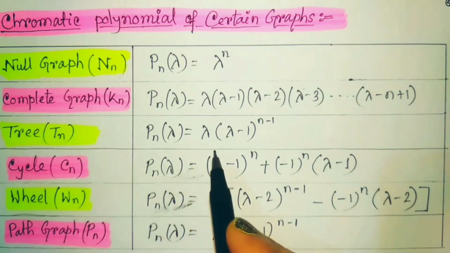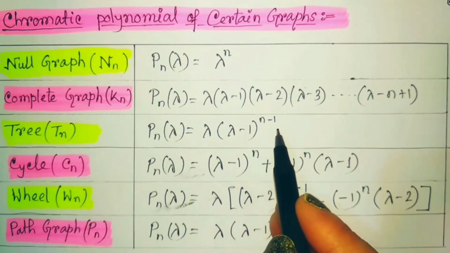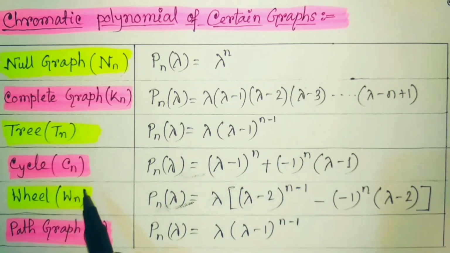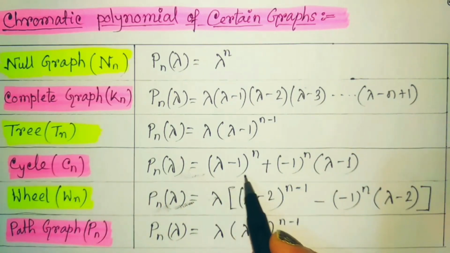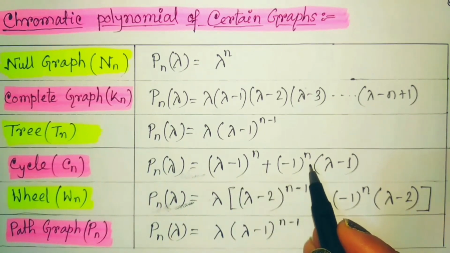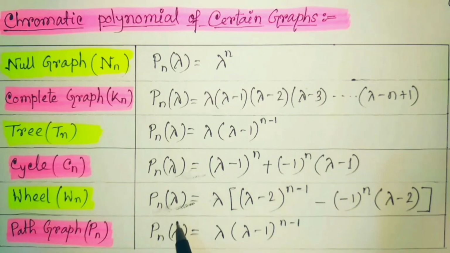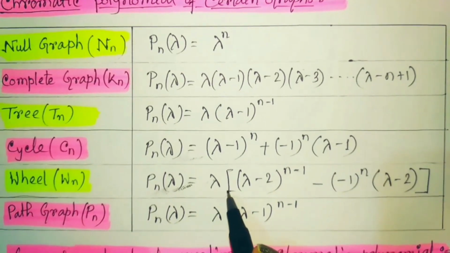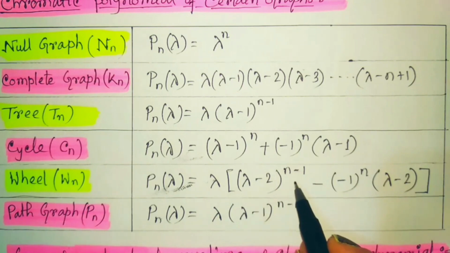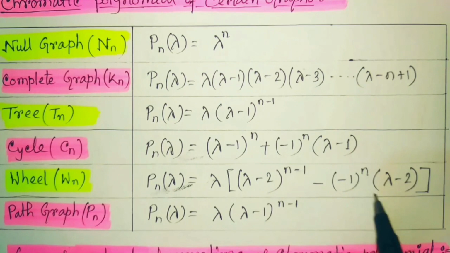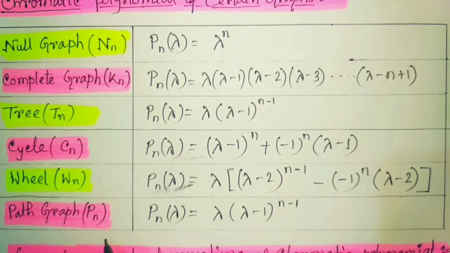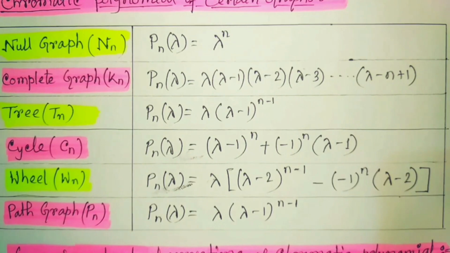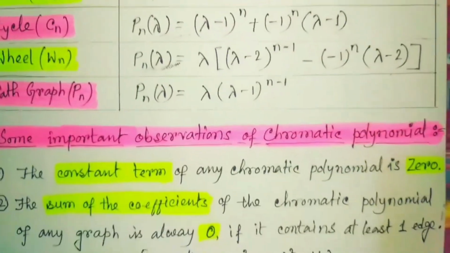If it is a tree, then its chromatic polynomial is lambda into lambda minus 1 to the power n minus 1. If it is a cycle with n vertices, then it is lambda minus 1 to the power n plus minus 1 to the power n into lambda minus 1. If it is a wheel, then its chromatic polynomial is lambda into, in a whole bracket, lambda minus 2 to the power n minus 1 minus of minus 1 to the power n lambda minus 2. And if it is a path graph, which is nothing but a bipartite graph, then its polynomial is lambda into lambda minus 1 to the power n minus 1. Tree and path graph will definitely have the same polynomial because both are bipartite graphs.